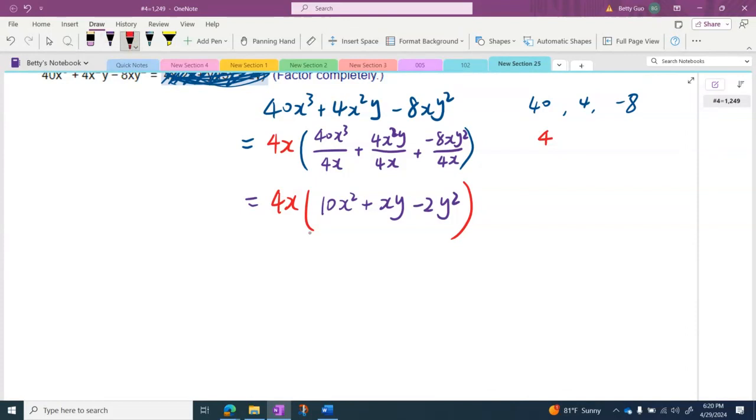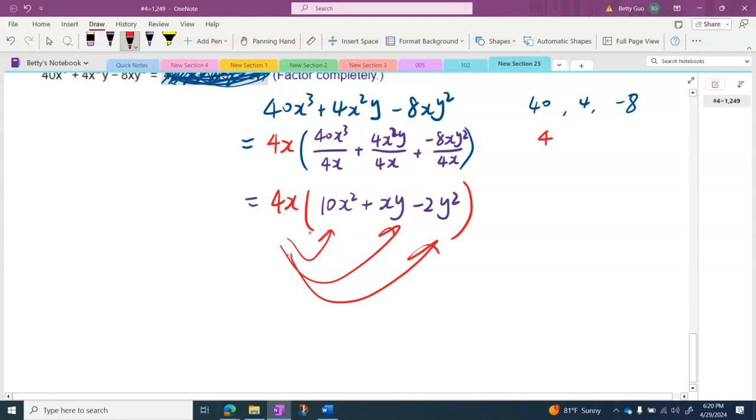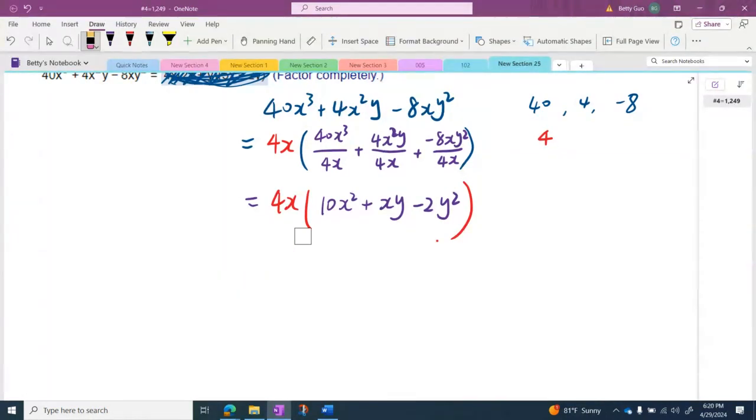If you are not sure, you can always double check, right? 4x times 10x squared, 40x cubed. 4x times xy, 4x squared y. 4x times negative 2y squared, negative 8xy squared. Correct, very good. And we're not done yet. Follow the instruction here. In the parentheses, we have a trinomial. This trinomial is 10x squared plus xy minus 2y squared.